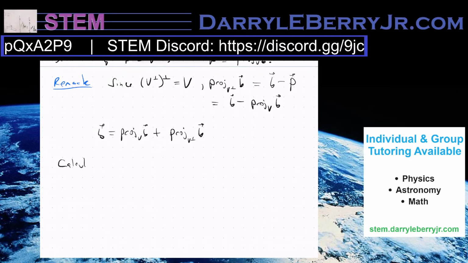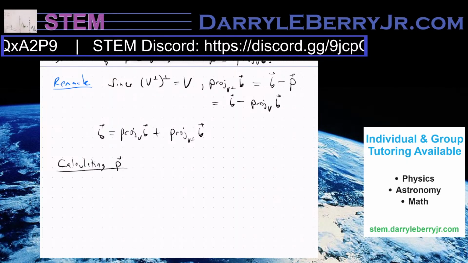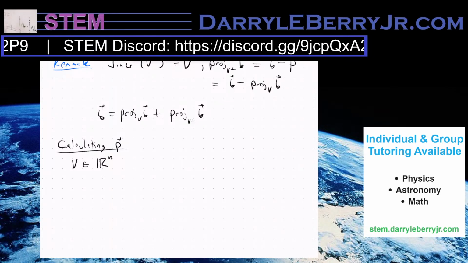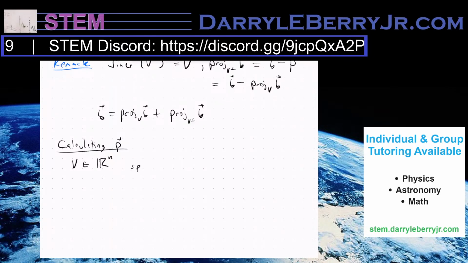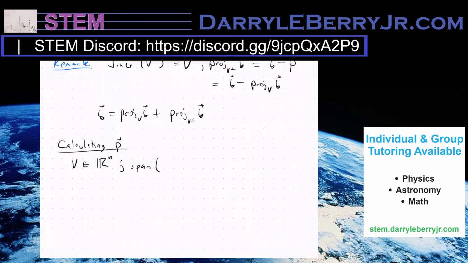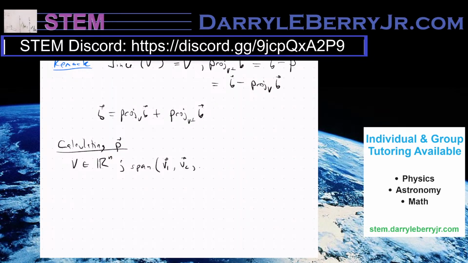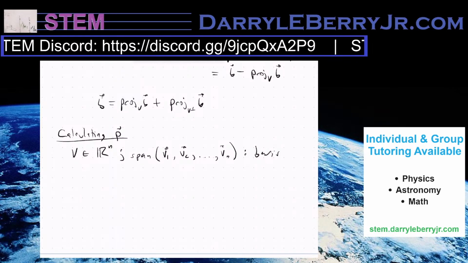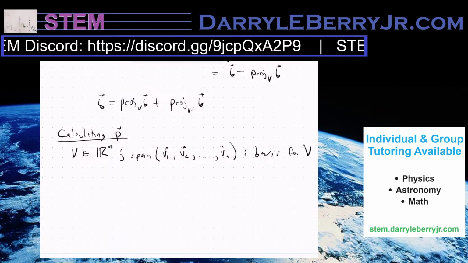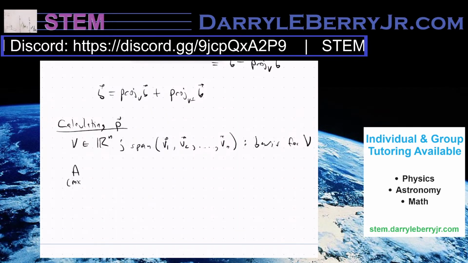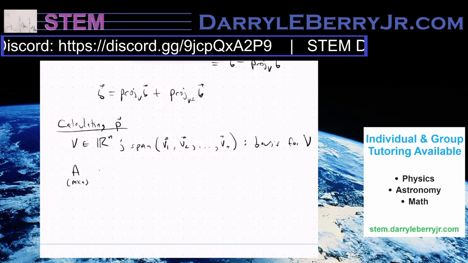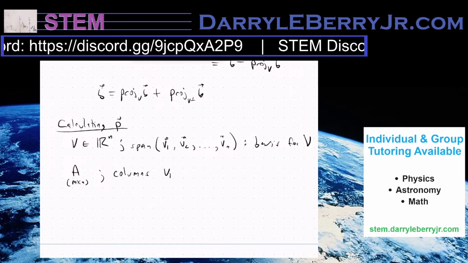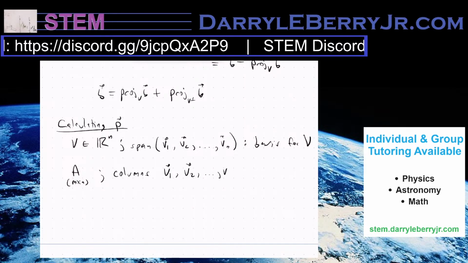So we'll say calculating P. So V is in Rn, span V1, V2, ..., Vn is a basis for V because it spans V. And A is m by n, and the columns are V1, V2, ..., Vn.